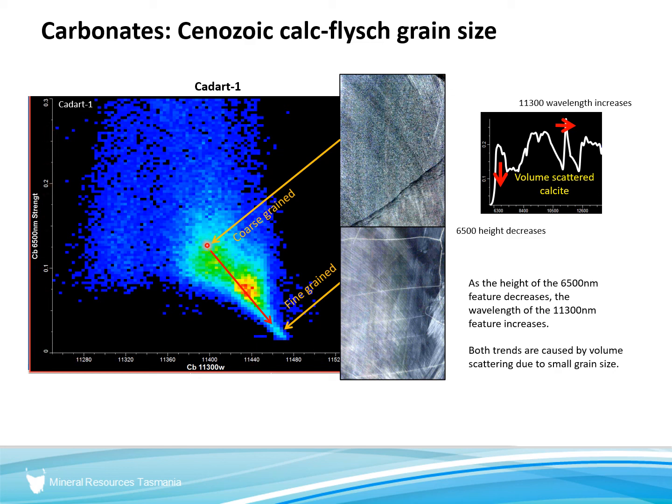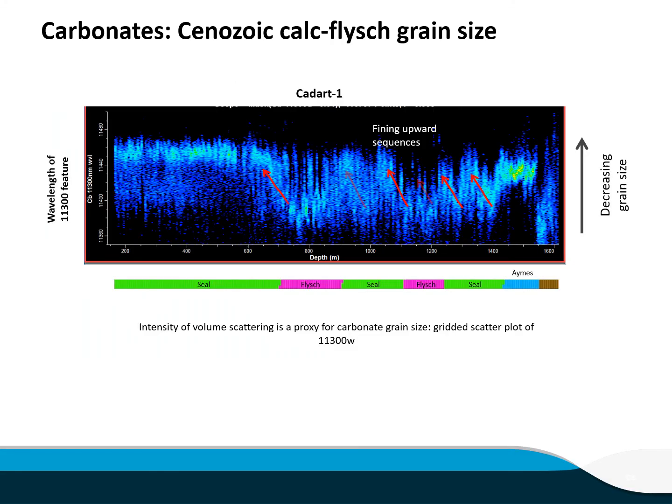So as we go from a short wavelength to long wavelength 11,300, and as the 6,500 feature decreases in size, we go from coarse grain material to fine grain material, which we can plot down the hole. And here we are. These are fining upward sequences revealed spectroscopically.